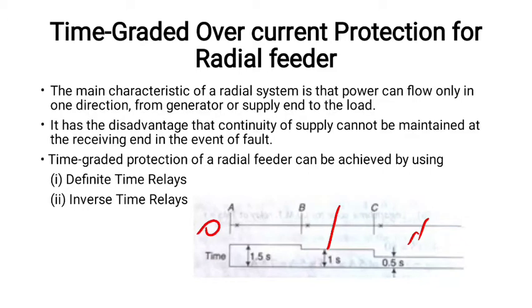Now, the main characteristic of a radial system is that the power can flow only in one direction, from the generator or the supply end to the load. It has this disadvantage that the continuity of supply cannot be maintained at the receiving end in the event of a fault. The time graded protection of a radial feeder can be achieved by using a definite time relay and an inverse time relay.